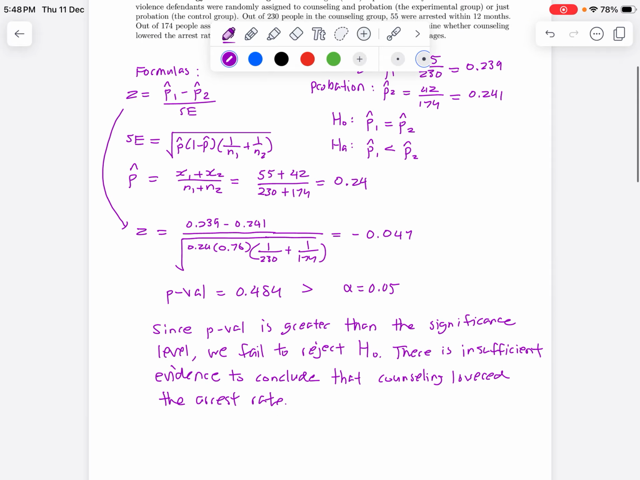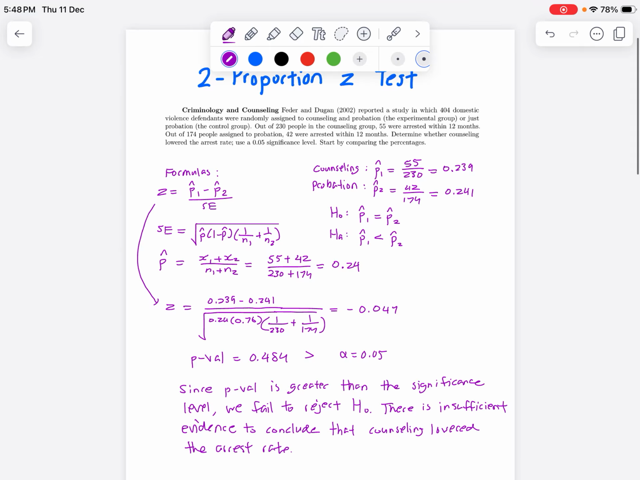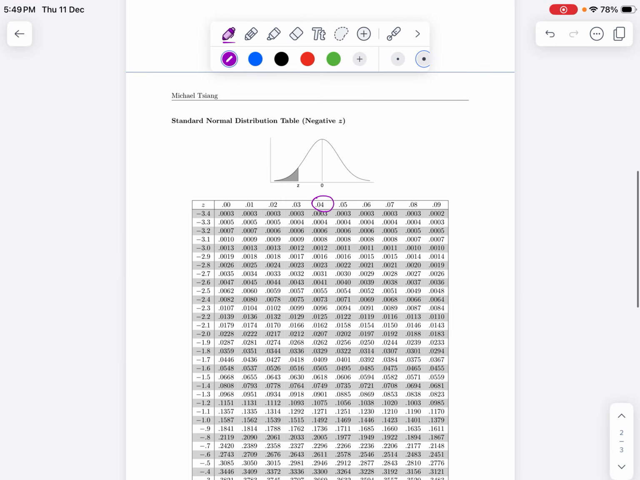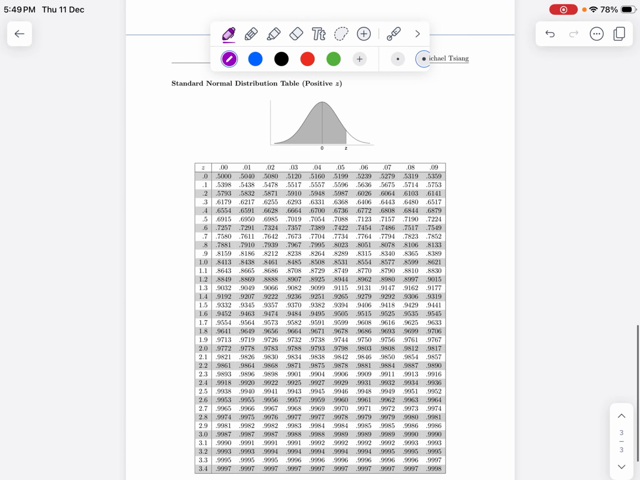And there you have it. That is how you do a two-proportion z-test and conclude it in context, and how to find the p-value using the standard normal distribution table.